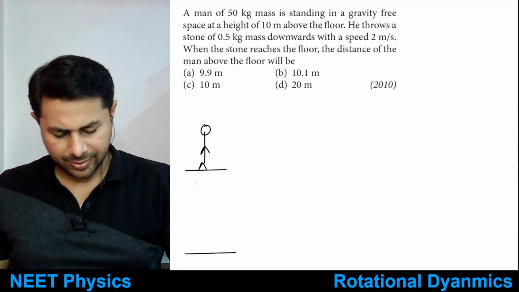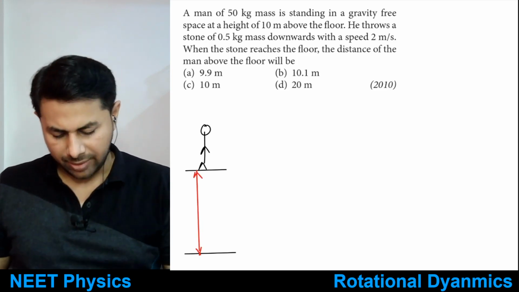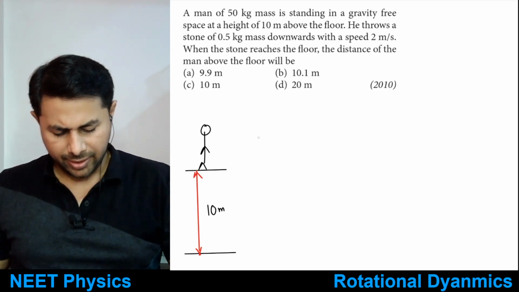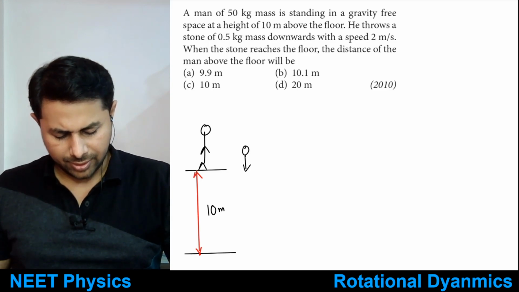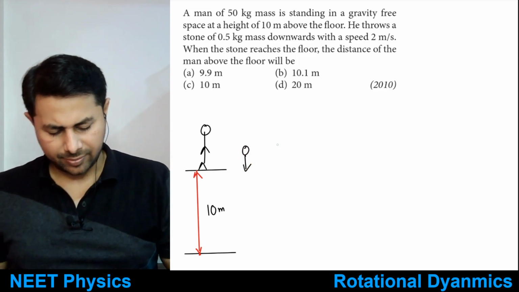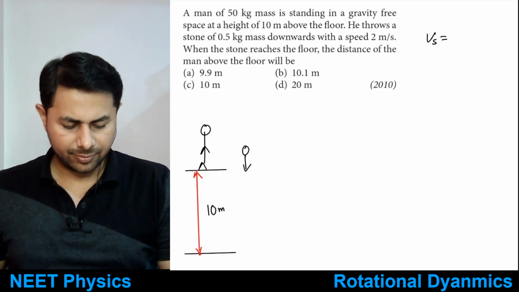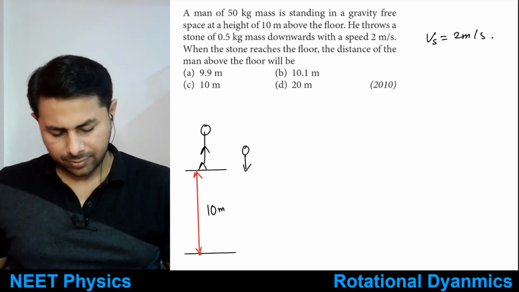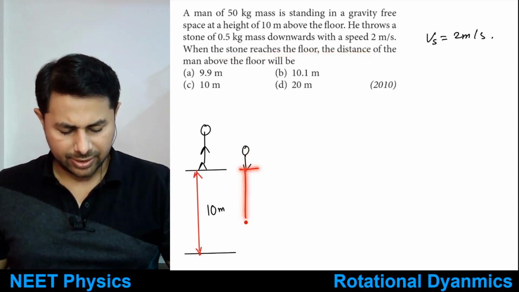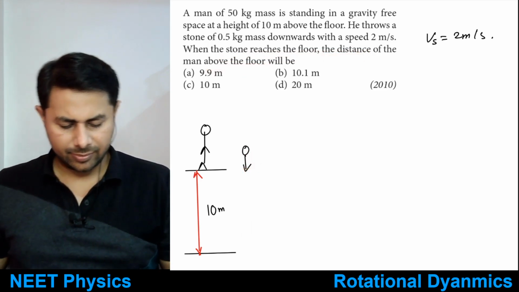Man is at this height, right? This is 10 meters, and then he throws a stone like this downwards with a speed of 2 meters per second. So speed of stone is 2 meters per second. When the stone reaches the floor, it means it covers a distance of 10 meters. Then the distance of man above the floor will be, okay, tell me.